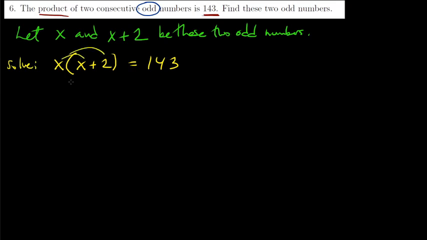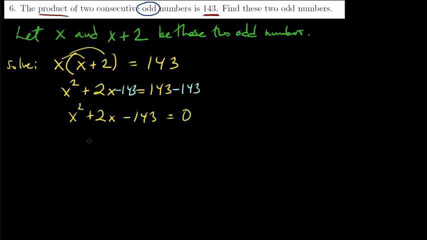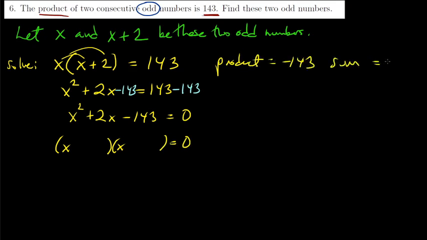So let's multiply it out. x times x is x squared, plus x times 2 is 2x, and that has to equal 143. We can put this in standard form by subtracting 143 from both sides to get 0 on the right. And now we can factor. What two numbers multiply to negative 143? The product is negative 143, and the sum has to be positive 2.